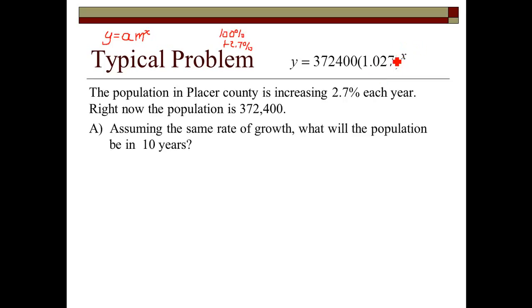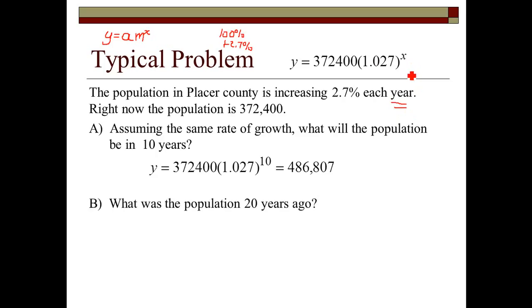Okay, they want to know, assuming the rate of growth is constant, you still have that 2.7% rate of growth, what will be the population in 10 years. Well, I'm working in years. This is each year. So all I've got to do is replace x with 10. Punch it in the calculator, and we get 486,807.